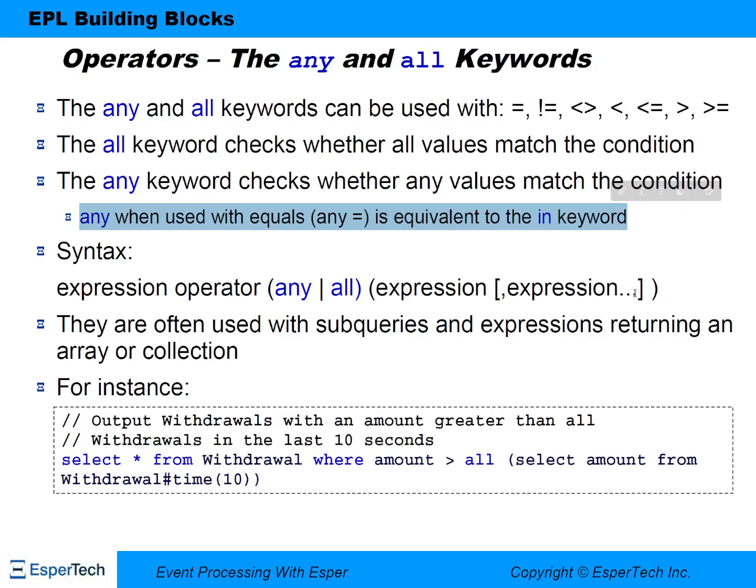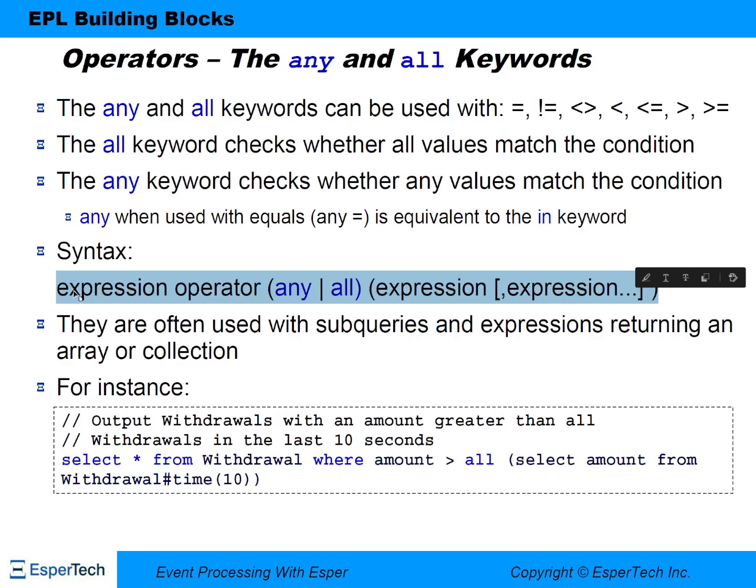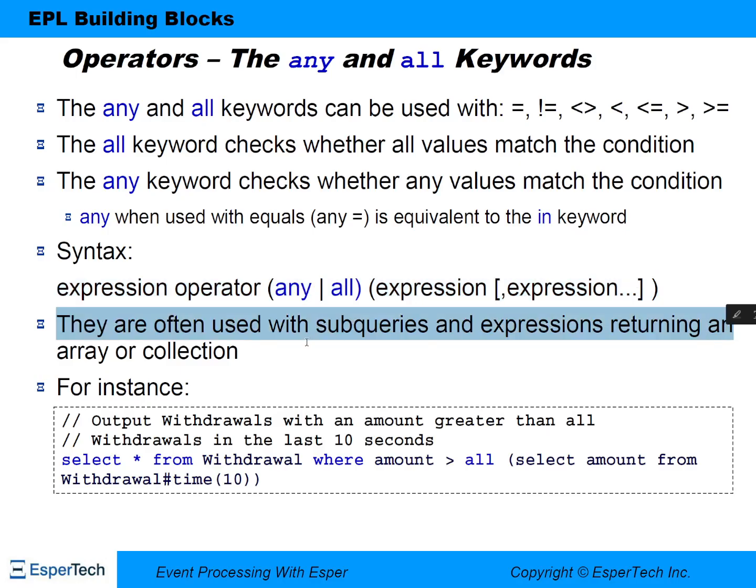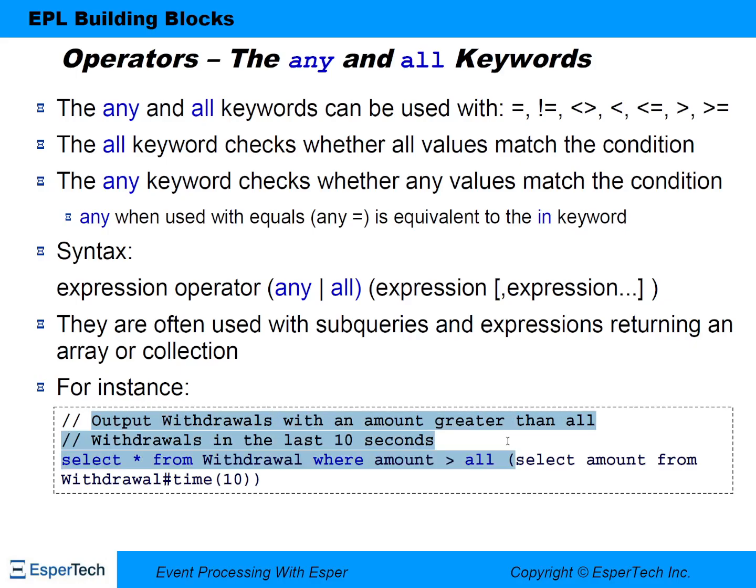The syntax is expression operator any or all, parenthesis expression, comma, expression and so on. The keywords are often used with subqueries and expressions returning an array or collection. For instance, the below query outputs withdrawals with an amount greater than all withdrawals in the last 10 seconds. Select from Withdrawal where amount greater all, parenthesis, select amount from Withdrawal at time 10.